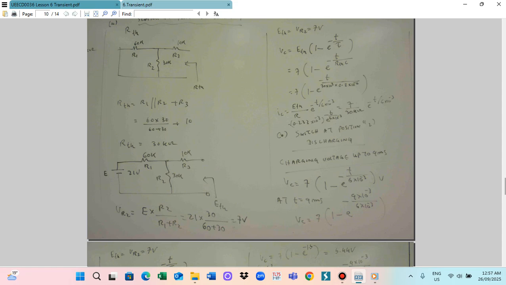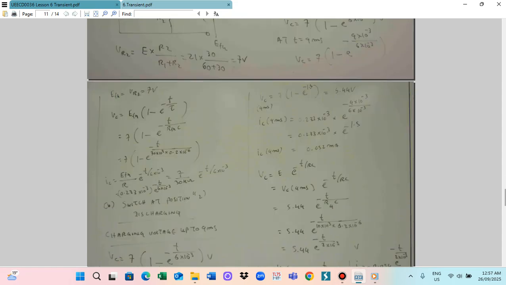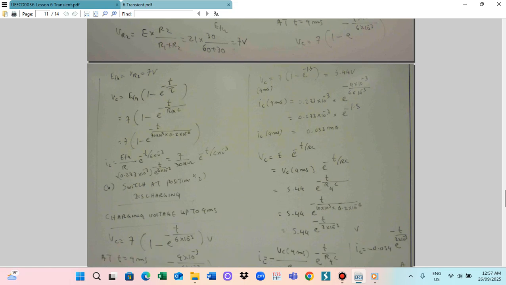Okay, at the same time we also have to calculate for the IC. IC means that when the switch is connected to position 1, the capacitor is being charged, so this current IC is also the charging current. The charging current we can calculate by the formula E divided by R, e power minus t by RC. So this is the equation.